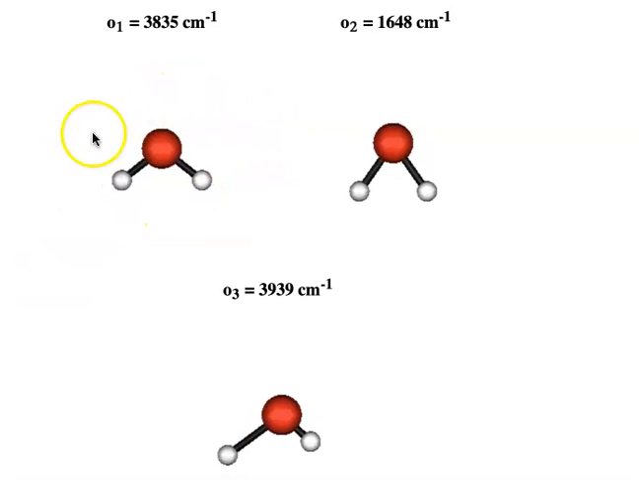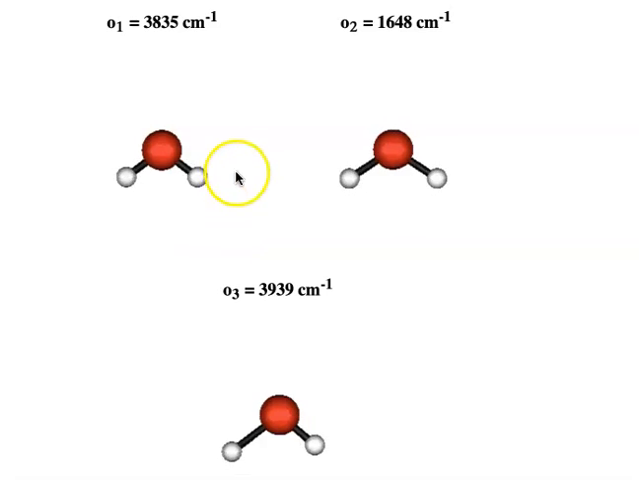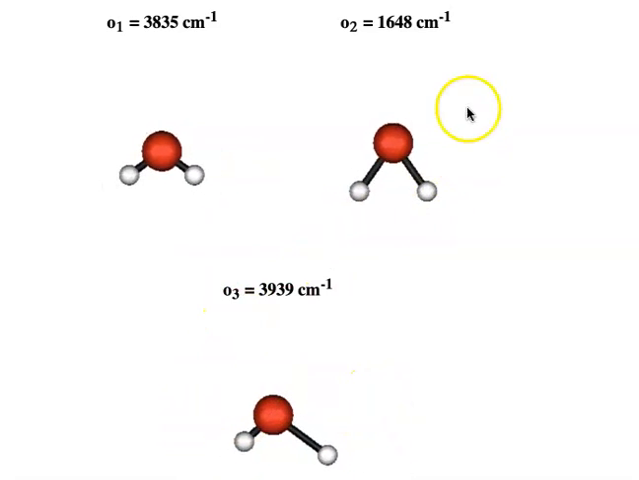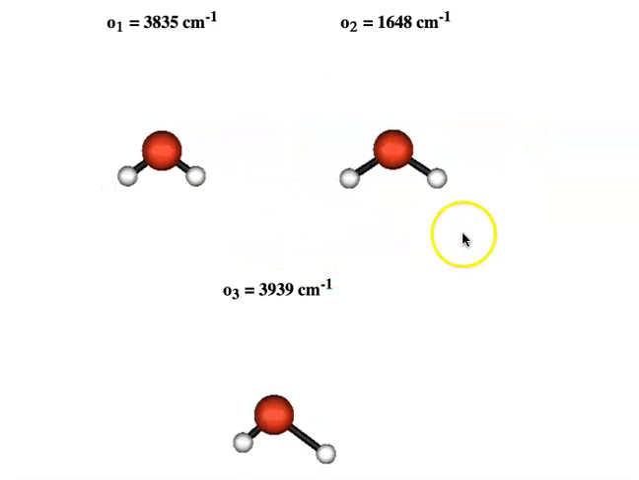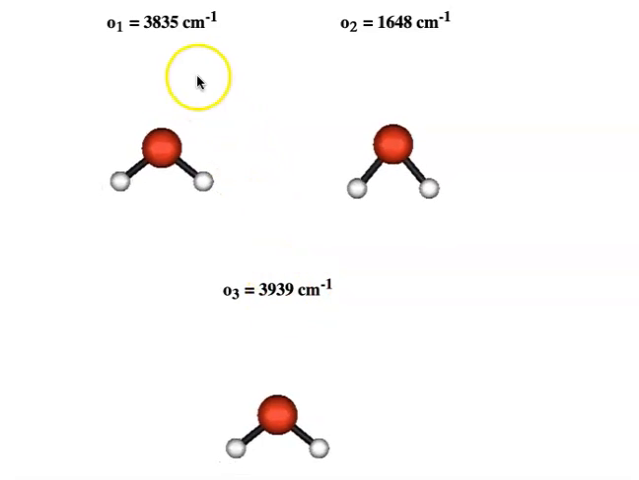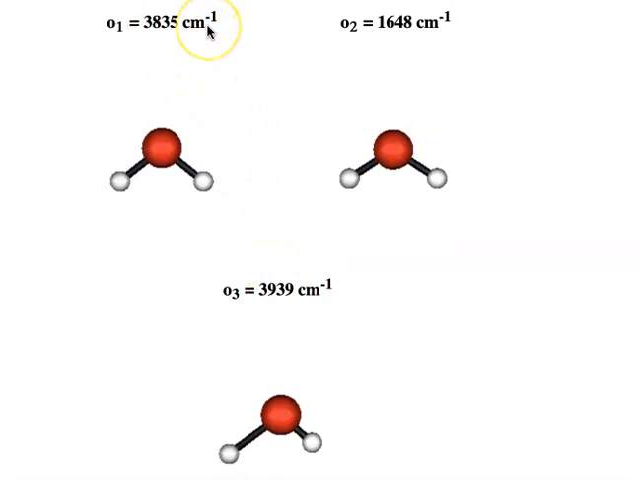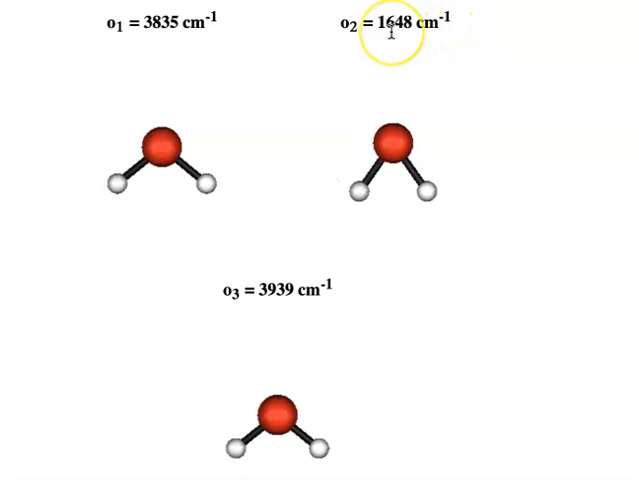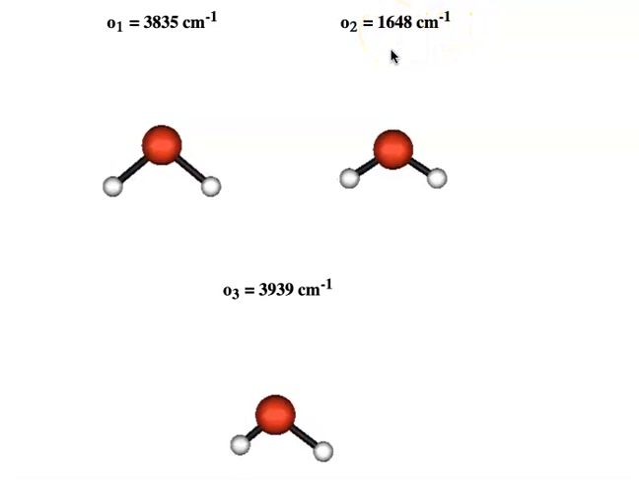So for instance, this is called a symmetric compression. This is called an asymmetric compression. And then this guy is called a wag, believe it or not. And so all of these energies, which you can kind of see here represented as wave numbers, which is a really weird unit, which we'll talk about in just a second, you can notice that the energies of these vibrations appear at different points on the spectrum, right? At different wave numbers, or different energies is another way to think about it.